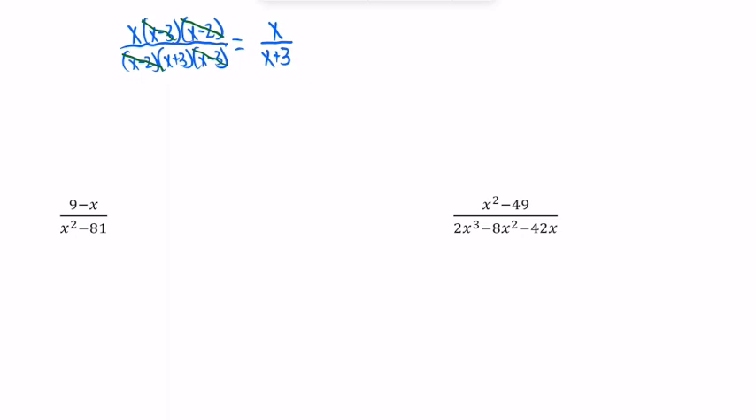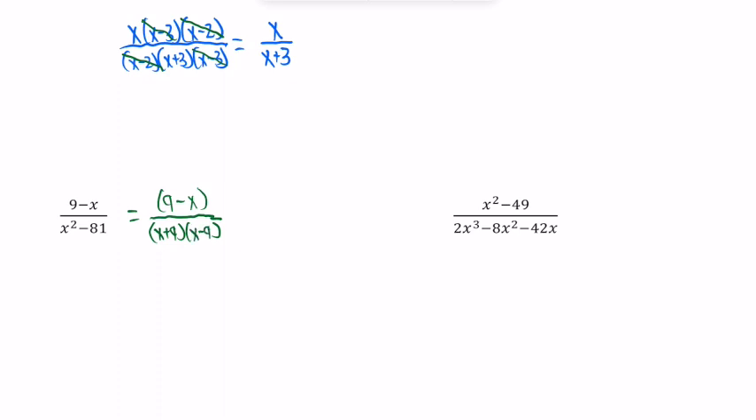For 9 minus x over x squared minus 81, there's really nothing we can do to factor the top part. So we'll leave it as 9 minus x. In the denominator, x squared minus 81, we have a difference of squares. It would be x plus 9 times x minus 9.